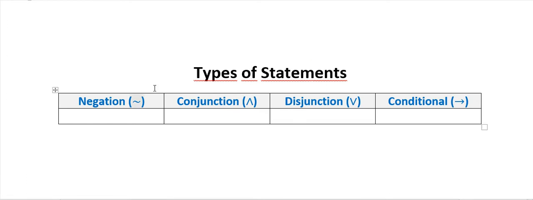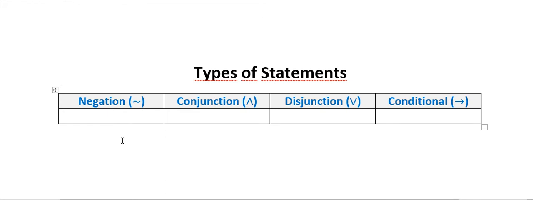Okay, we're gonna start talking about types of statements. Before we start analyzing statements, we need to understand how the truth value of these things works. Okay, so the first statement is basically the negation. It has this symbol.